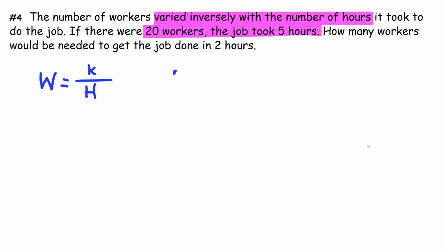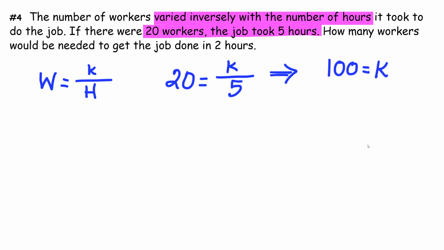So we're going to put 20 in for the number of workers, and we're going to put 5 in for the number of hours, and then we're going to multiply both sides by 5 to get K equals 100. Now we can take that 100 and fill that in for K when we put in the next part of the problem. We want to know how many workers it would take to get the job done quicker, like in 2 hours. So we're going to put that in for our H, and we're going to put 100 in for K, and then we will be able to know how many workers it will take.